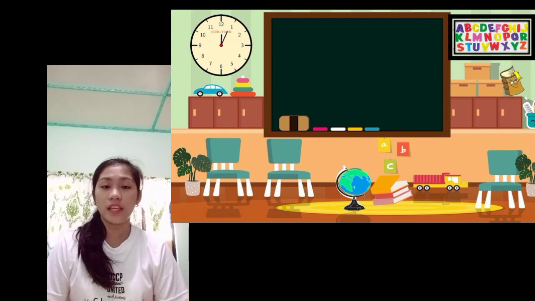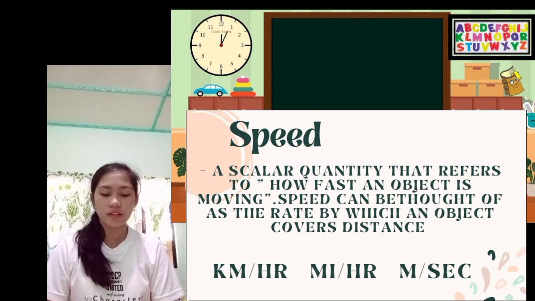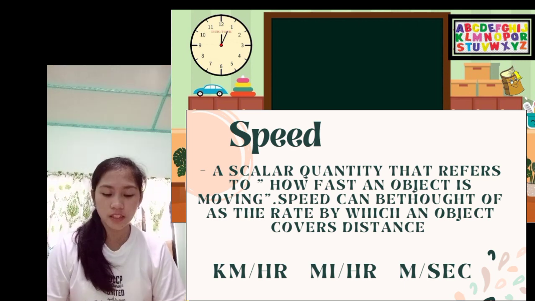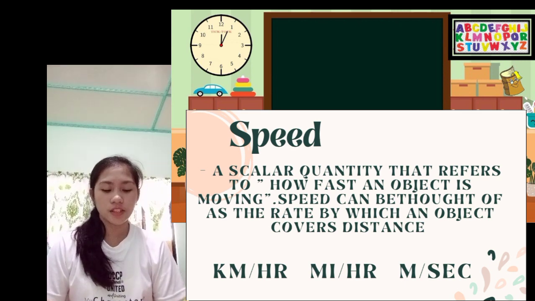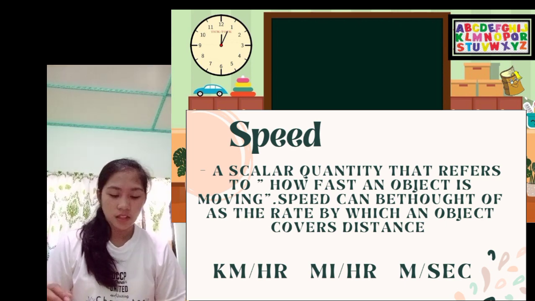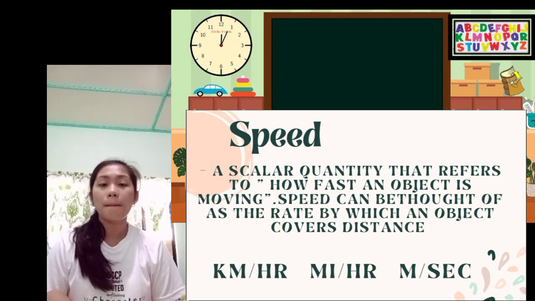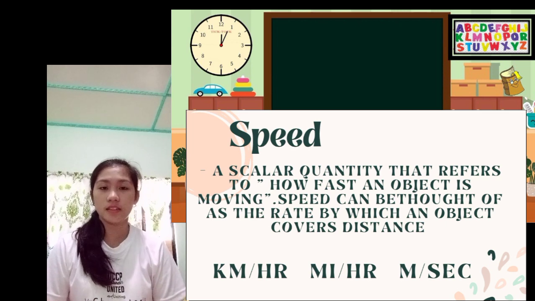Next is the speed, a scalar quantity that refers to how fast an object is moving. So speed can be thought of as the rate by which an object covers distance. Some units used in speed are kilometer per hour, mile per hour, and meter per second.